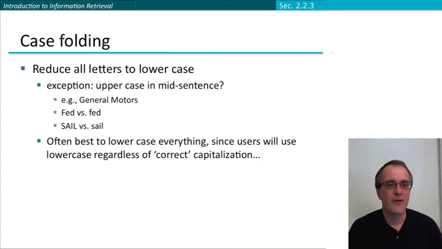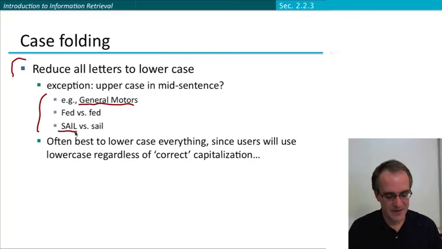Here's another form of normalization, which is getting rid of case distinctions. So commonly we index everything lowercase, and that's a fairly practical thing to do. Of course, there are problems with this. Here are some of the problems. So General Motors as a company, you want to treat differently to the words general and motors. SAIL is the Stanford Artificial Intelligence Laboratory. You'd like to treat differently from SAIL for sailing yachts. There is some information conveyed by capitalization.